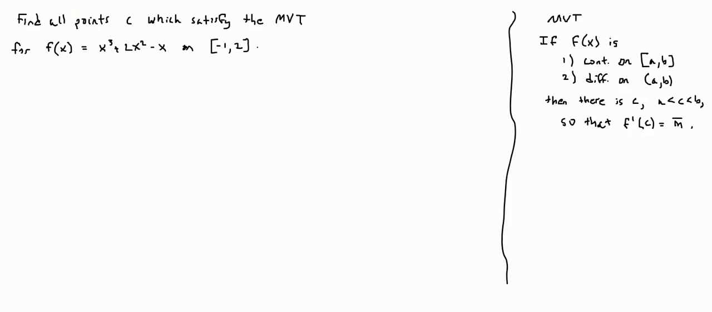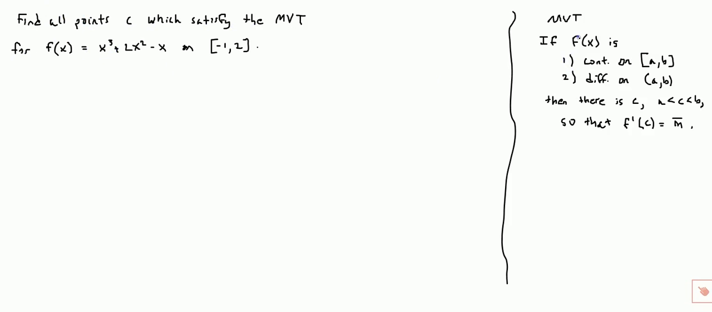So in this problem, we're going to solve a mean value theorem question. Find all points C that satisfy the mean value theorem for f of x equals x cubed plus 2x squared minus x on the interval -1 to 2. So I wrote the mean value theorem over on the right.